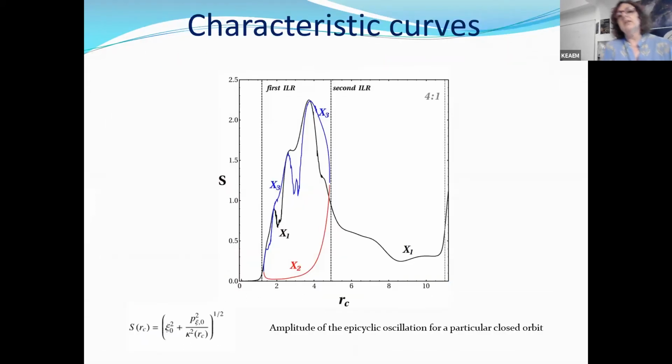We use first the characteristic curves, which give us the amplitude of the epicyclic oscillation for a particular closed orbit. This is a very important value because it tells us how far from the circular orbit the elliptical orbit is, and the density wave exists only in the decreasing part of this value, because when it increases, that means that the orbits are very elliptic, they intersect with each other, and they can no longer form a well-defined spiral arm.